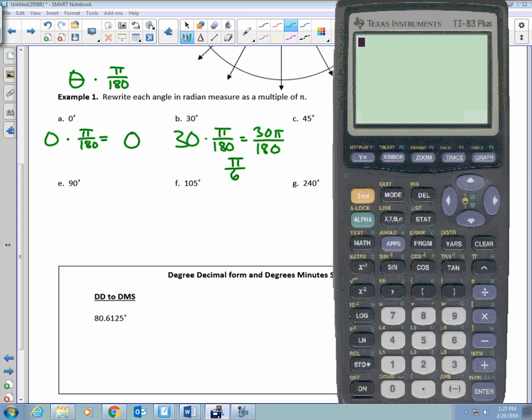If you have your calculator, you can take it out as well. You can take pi and divide it by 6. Pi over 6 is approximately 0.52. So about a half of a radian, okay? Not a full radian, about a half, okay?